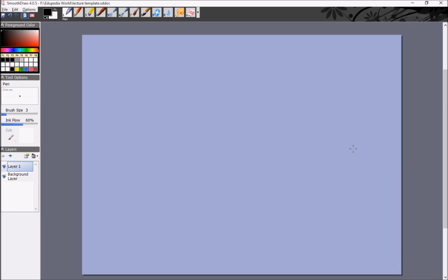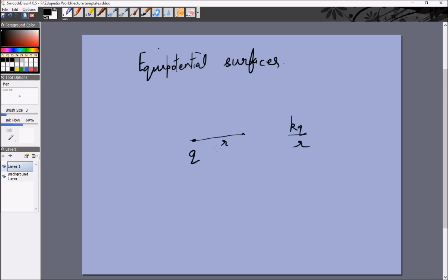Finally, we have the concept of equipotential surfaces, and they are just surfaces, as the name suggests, on which the potential is constant. We'll see use for them later on, but right now let's just take a simple case of a point charge q. The potential at a distance r away from it is kq by r. Now q is a constant, k is a constant. That means if r is a constant, then kq by r is a constant. That means a spherical shell of radius r is an equipotential surface.